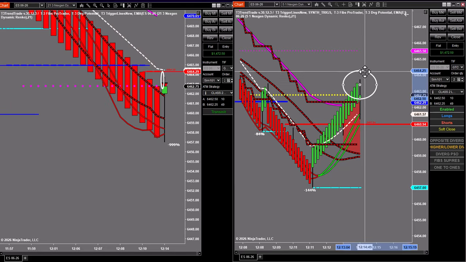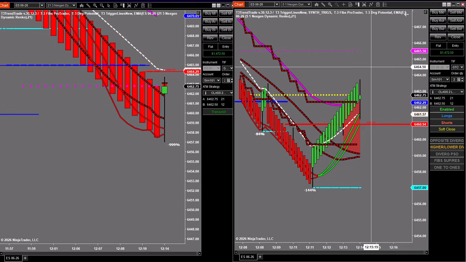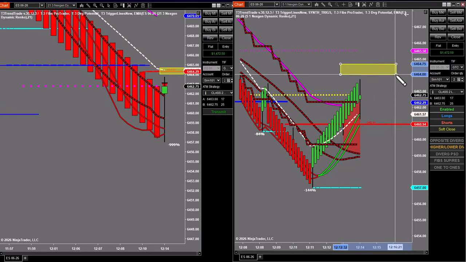Might get to 49, right? Big chart. Damn it. I don't know how to draw. Let's do that.